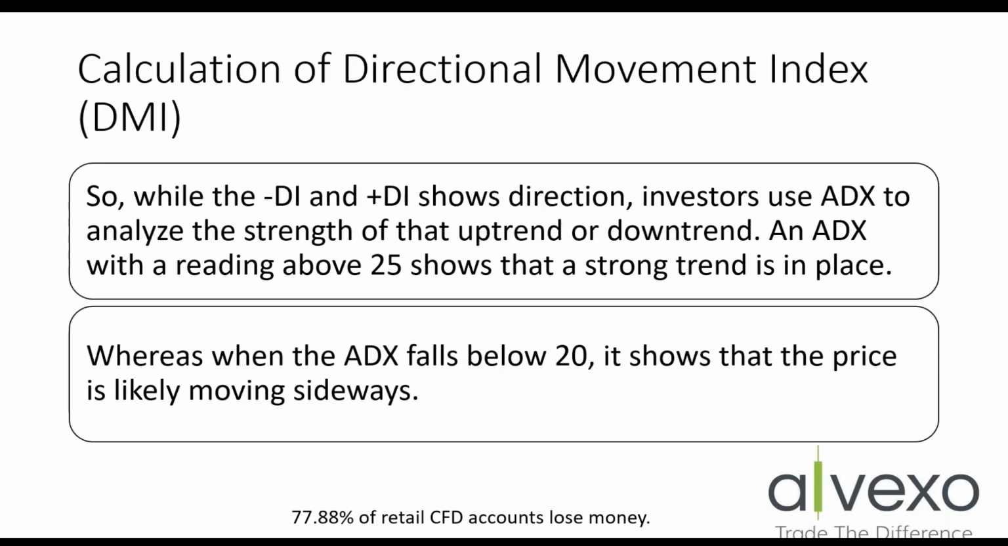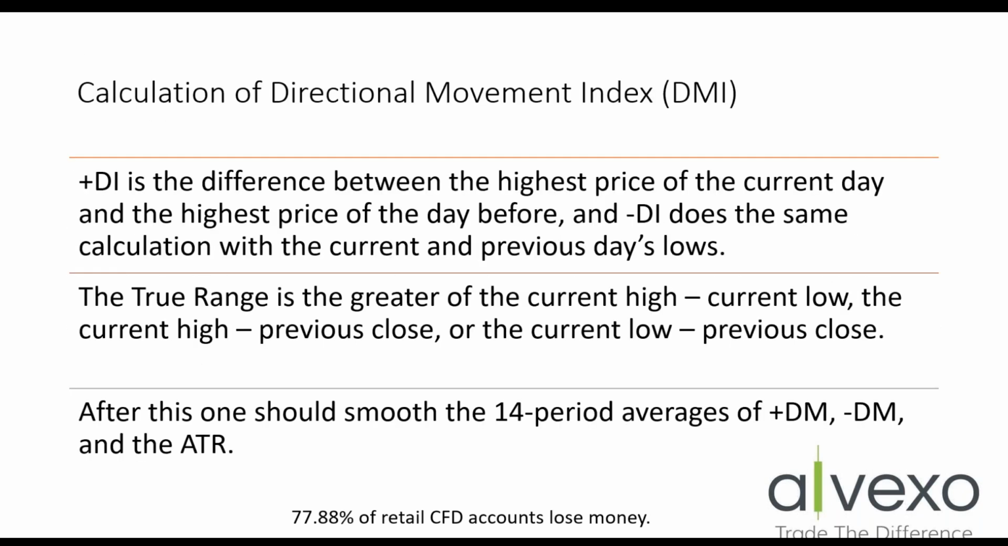So while the DI, or the plus or minus DI directional index, shows direction, investors use ADX to analyze the strength of the uptrend and the downtrend. An ADX with a reading above 25 shows that a strong trend is in place. Whereas when an ADX falls below 20, it shows that the price is likely moving sideways. Now, we're going to go take a look at this in a chart in a sec. A plus DI is the difference between the highest price of the current day and the highest price of the day before.